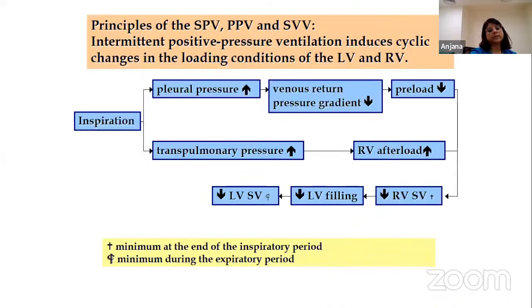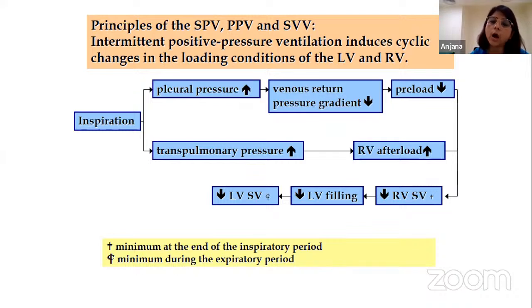So this is the main principle. I'll only explain the principle on which stroke pressure variation, pulse pressure variation and SVV work. When you are ventilating the patient with positive pressure, your pleural pressure goes up. The venous return will come down, your preload decreases, and RV afterload goes up.